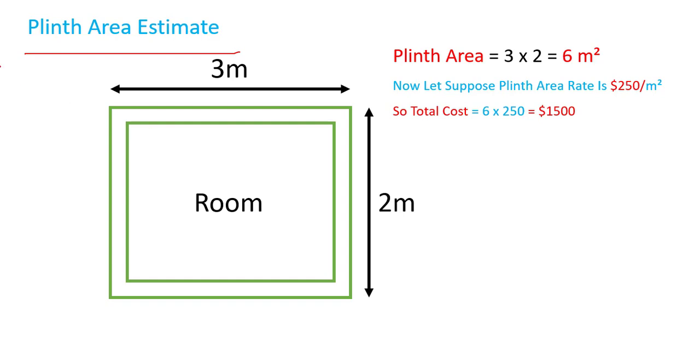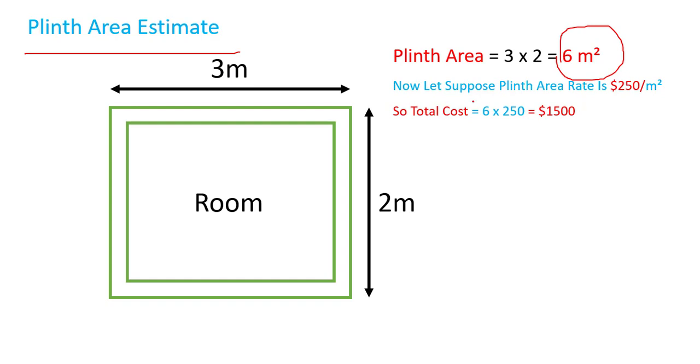I have already explained the definition of plinth area. Let's suppose this is our room, and this is the external boundary of our room or our building. So this whole area will be called what? Plinth area. Length is 3 meters, breadth is 2 meters, so we will multiply both. 3 multiplied by 2 will give us the plinth area as 6 meters square.